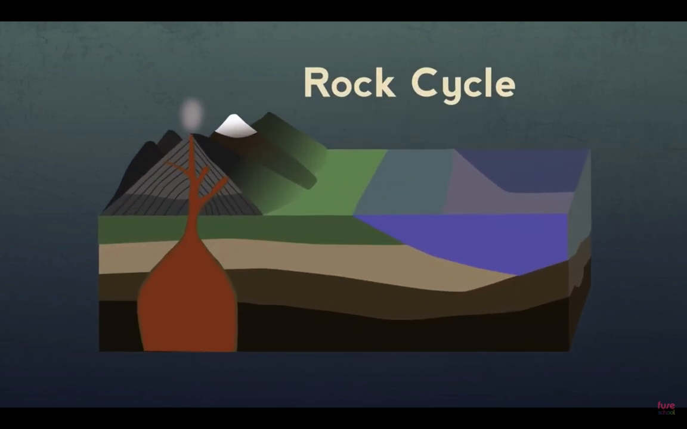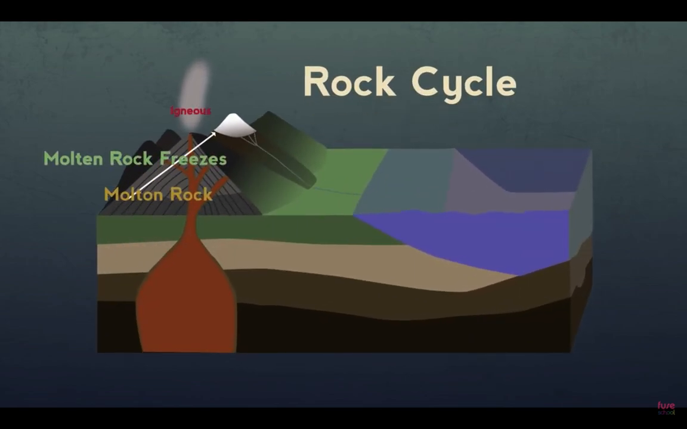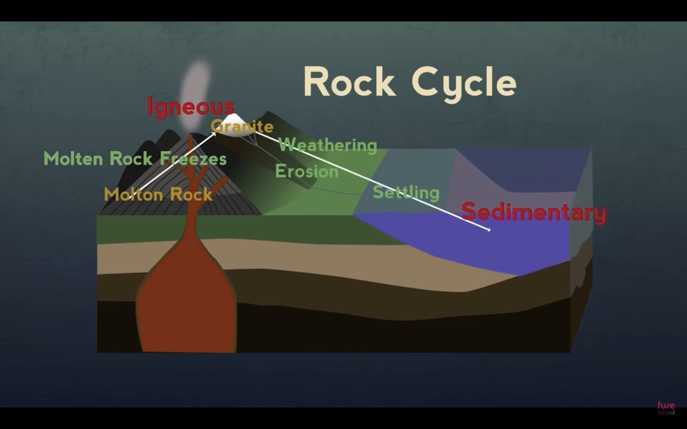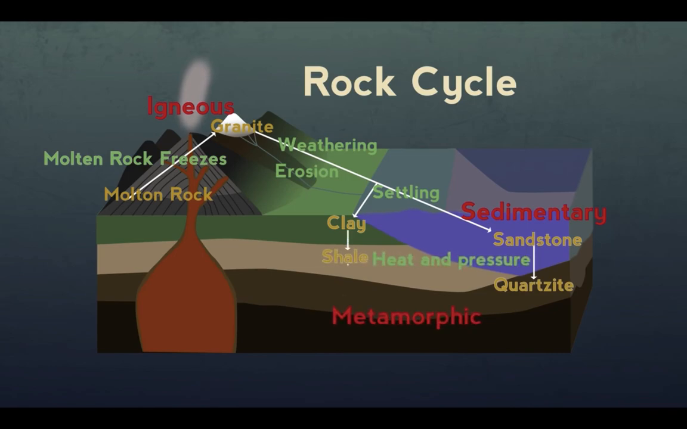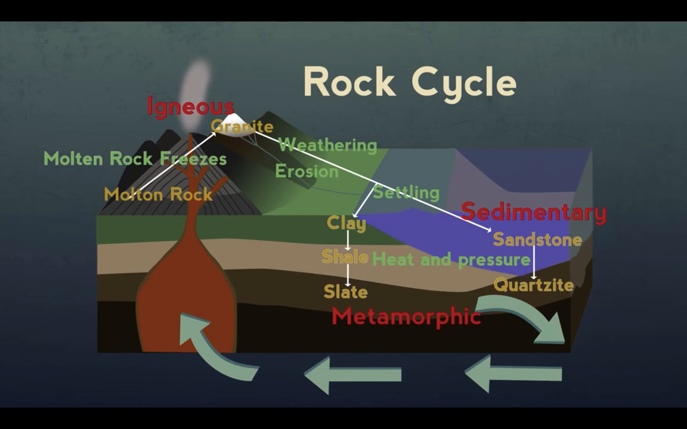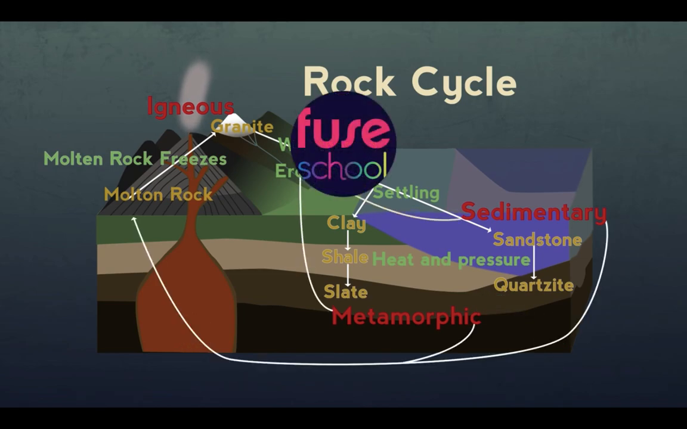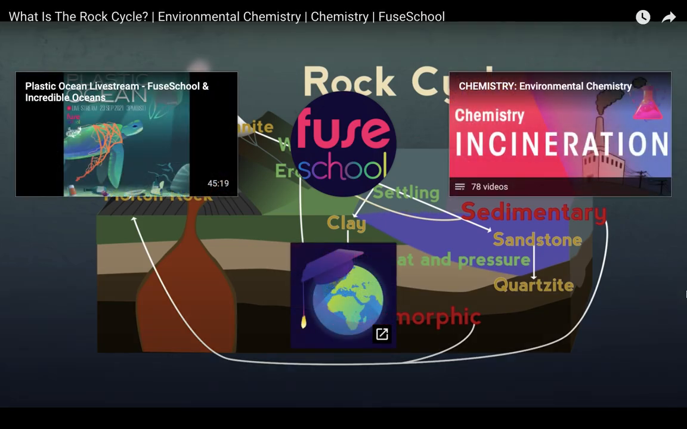So to summarize, molten rock solidifies, forming igneous rock like granite. They get weathered, it's broken apart, then eroded, transported, to form sedimentary rocks like sand and clay. These can get heated and compressed to form metamorphic rocks like shale and slate. The movement of the Earth's tectonic plates carries rocks into the mantle, where they melt to start the cycle all over again.